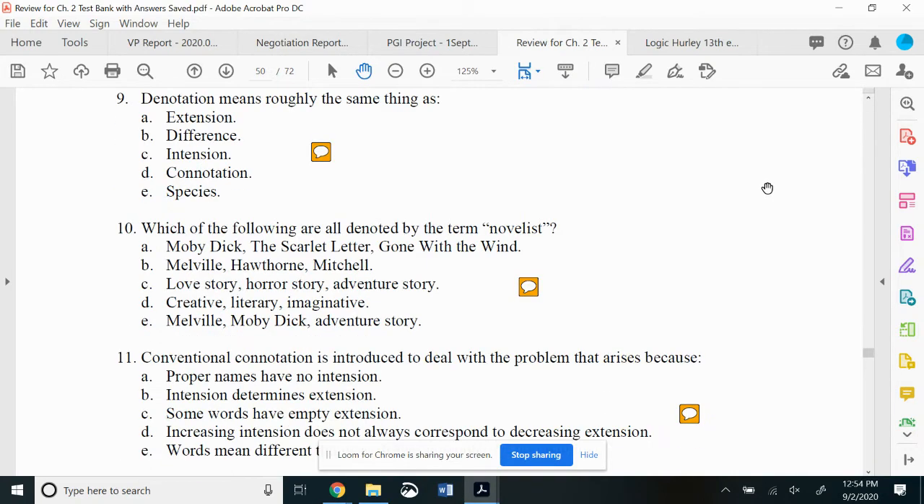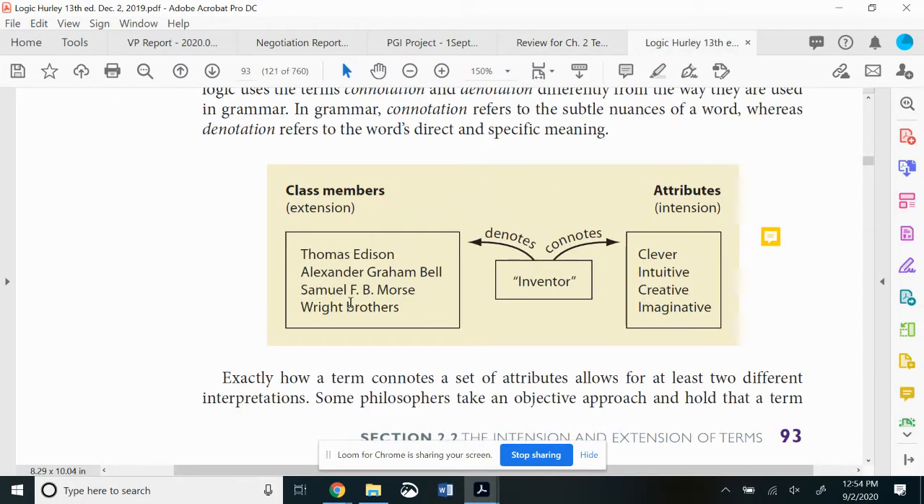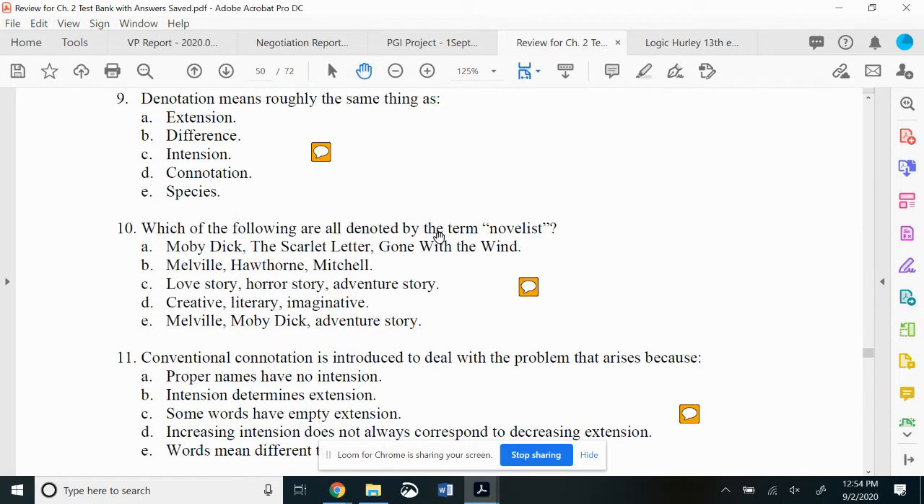All right, 10. Which of the following are all denoted by the term novelist? Denoted. Is it connoting going to the right on that chart? Is it denoting going to the left? If it's denoting going to the left, is he giving specific names? Yes, he is for inventor. So could you give me specific names for novelist? If you could, what would be those specific names?